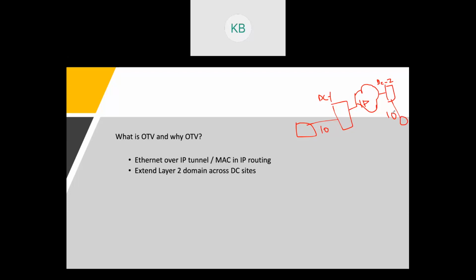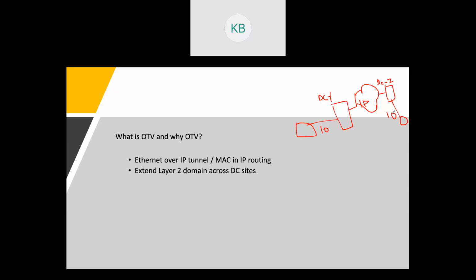If you have applications like vMotion, where you need to move your servers from one physical location to another physical location, you do not want to change the IP address. You do not want to change the VLAN. You do not want to refresh the ARP cache. You want to keep everything the same. So this network is going to enable you to run those kind of applications which can seamlessly move across two different data centers, even though they're miles apart.